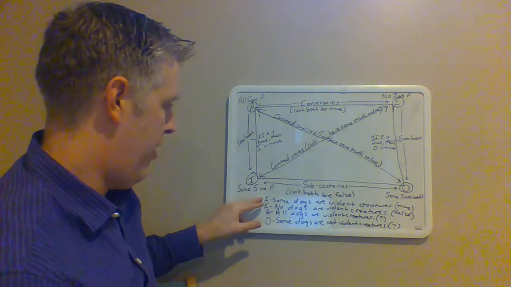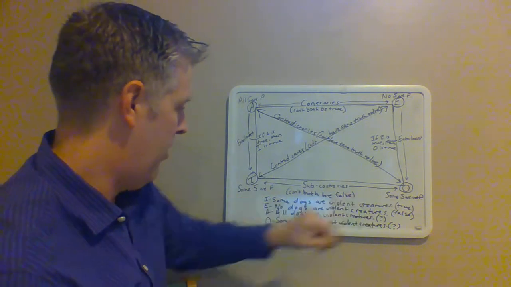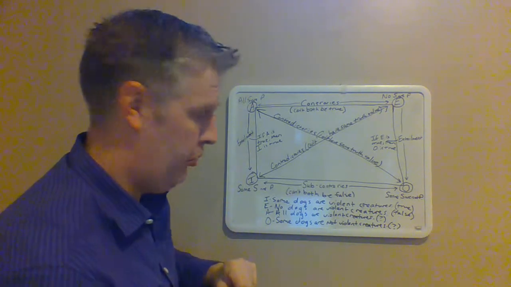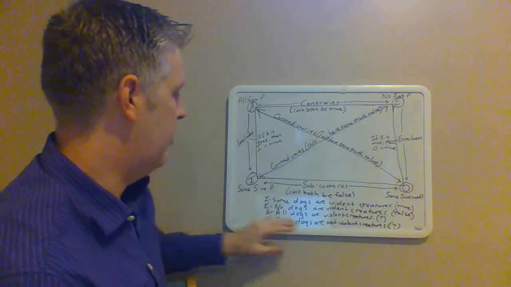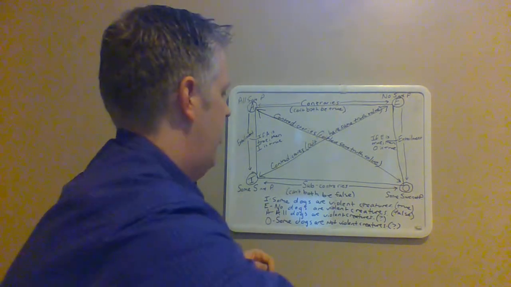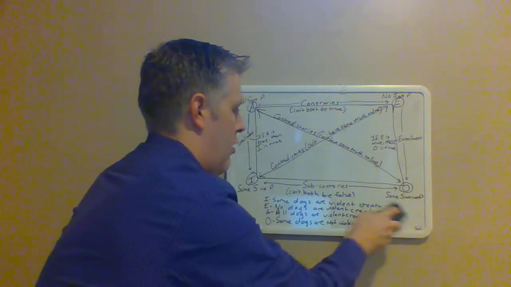So if we start off knowing that an I standard form claim is true, all we'll be able to deduce from that is that the corresponding E standard form claim will be false. We won't be able to determine the truth values of the corresponding A or O standard form claims. Let's do one last one.